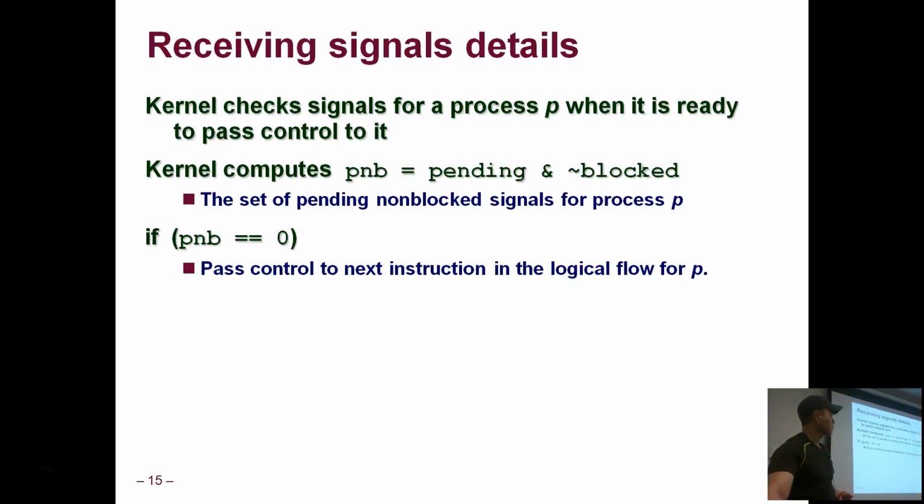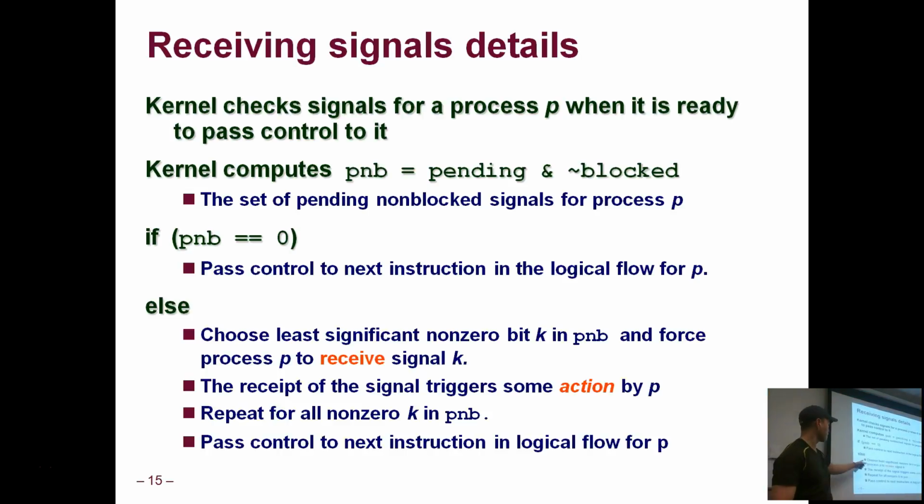All right? So if this set of signals is 0, then you allow the process to do whatever it wants to. But if it's not, then you basically go from the least significant bit in this vector, and you force that process to run its signal handler for that process number. And then you repeat until all of the signals have been handled.